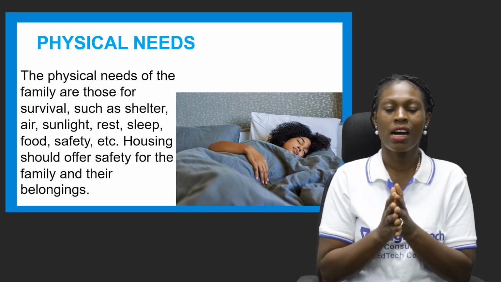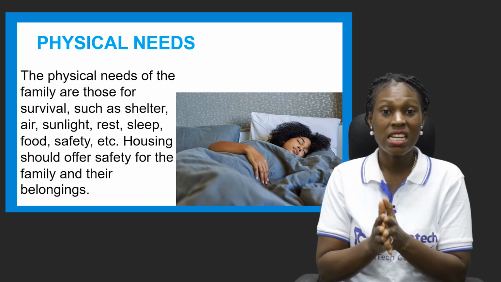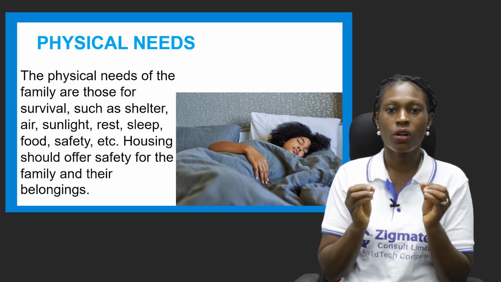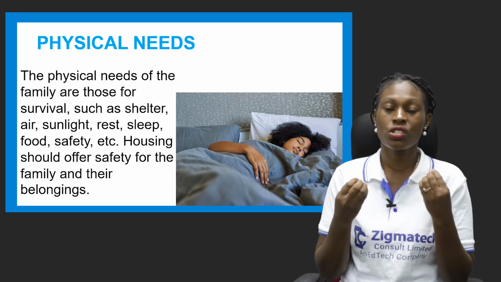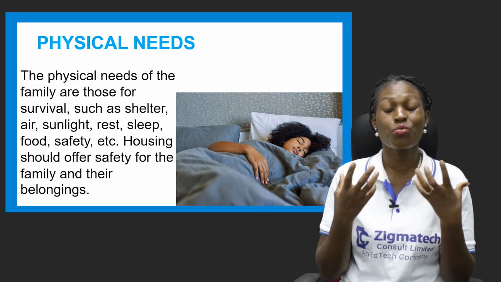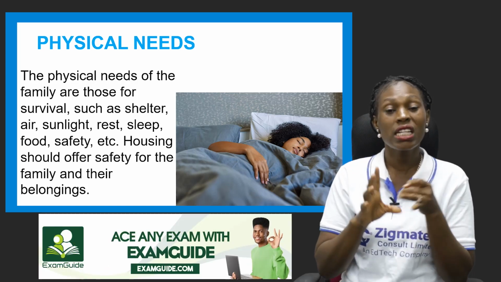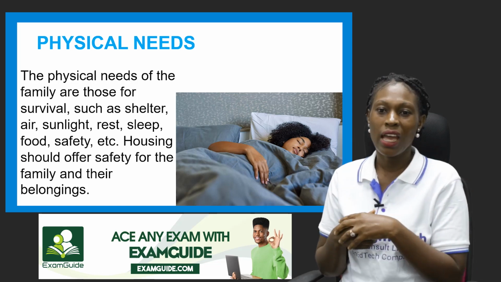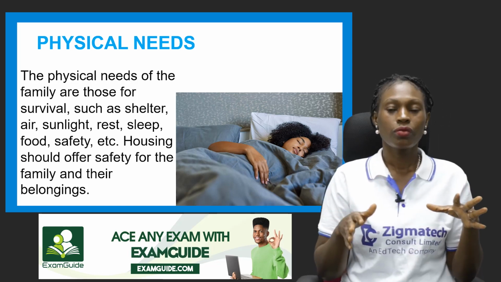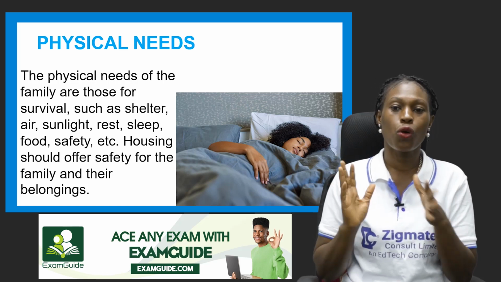This is what individuals would need in a home. Physical what? Needs. They of course need what? Shelter, they will need sunlight, they will need rest, they will need sleep, they need food, they need safety to keep them going.